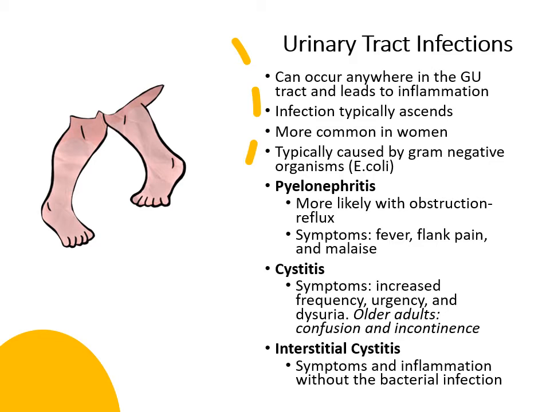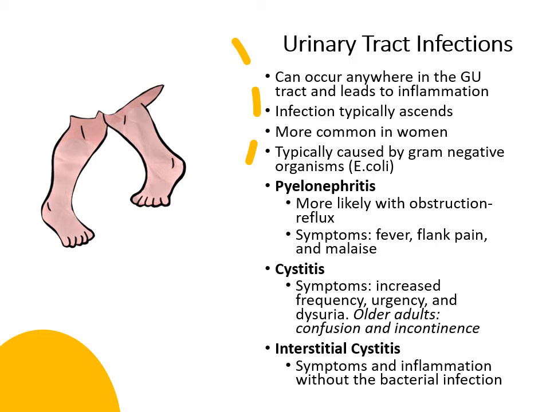Cystitis, the symptoms, as we mentioned before: frequency, urgency, dysuria. In older adults, remember, older adults don't necessarily have symptoms that help us get to the exact source of the infection. So an old patient can present with just confusion and new onset of incontinence. That's it. So they're wetting their pants or they're wetting the bed suddenly and they're confused.